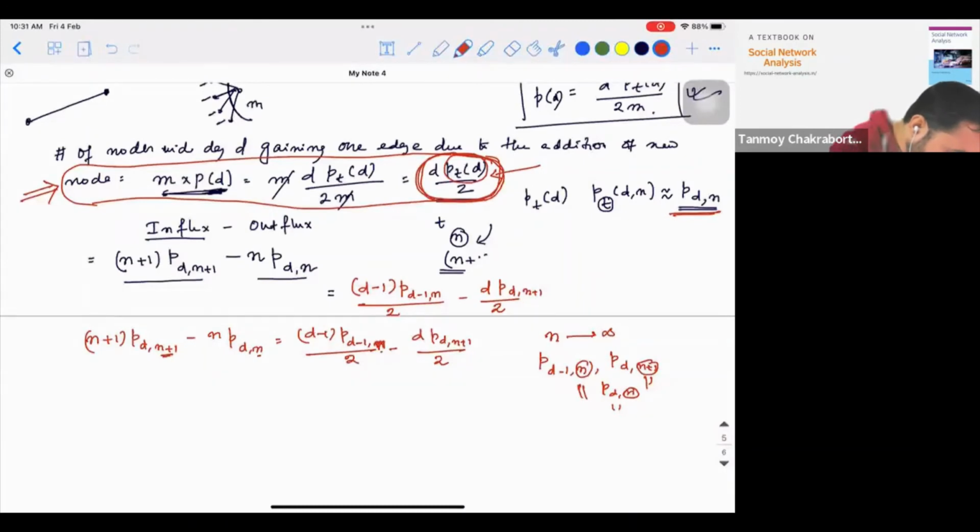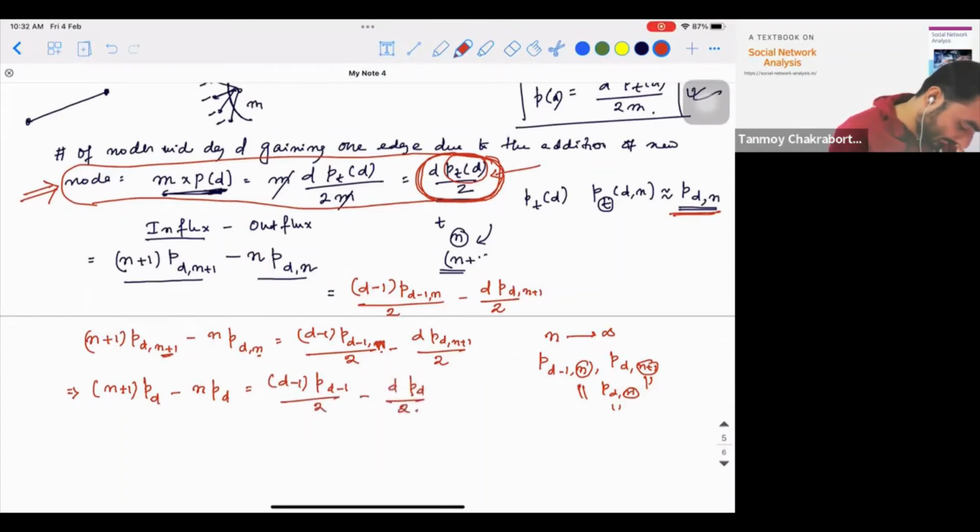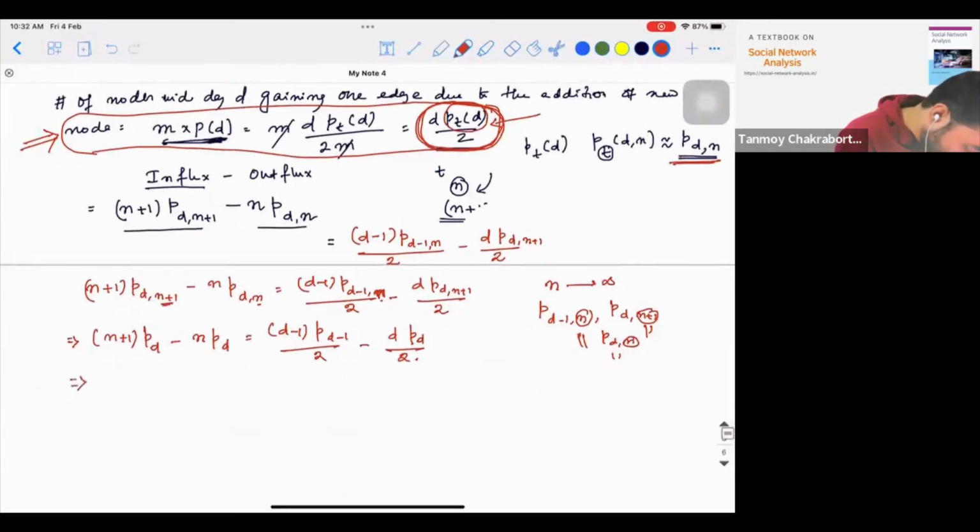N from this equation, and therefore I can simplify this by writing (n plus 1) times PD minus n PD equals (d minus 1) P of (d minus 1) by 2, by d, PD by 2. Okay, so if we do the simplification, you will see that PD would be (d minus 1) by (d plus 2) times P of (d minus 1). If you just simplify the equation, you will see this.